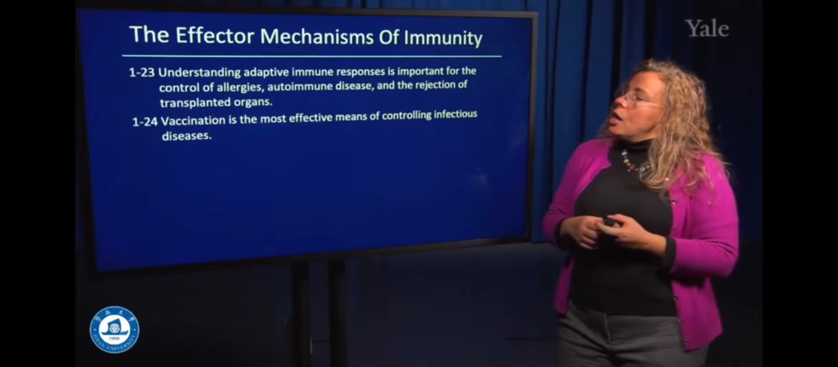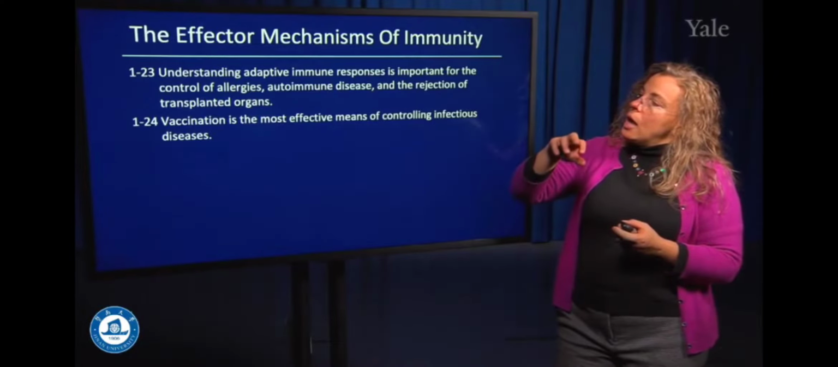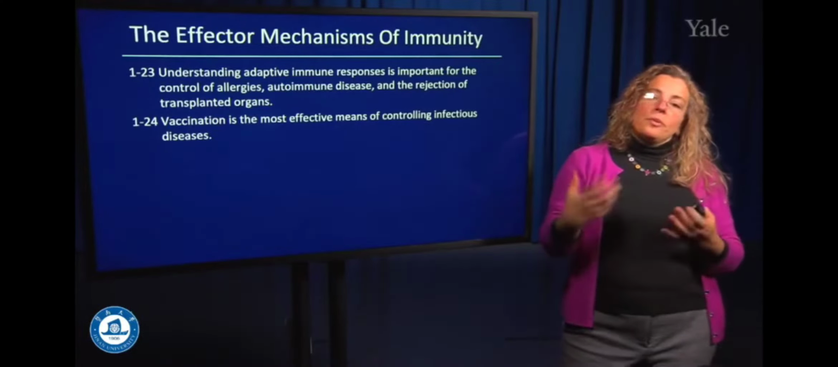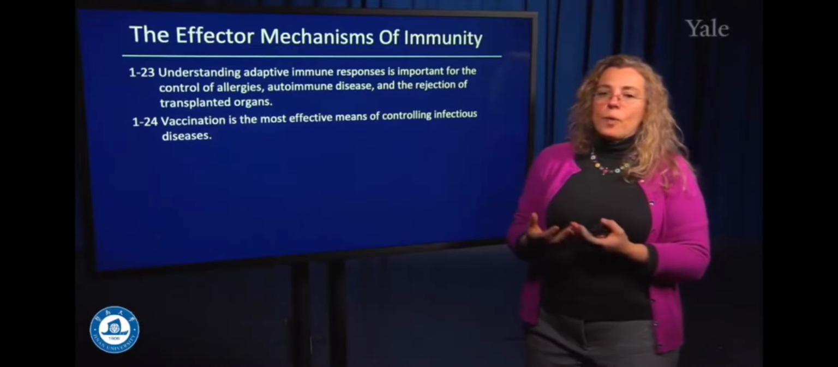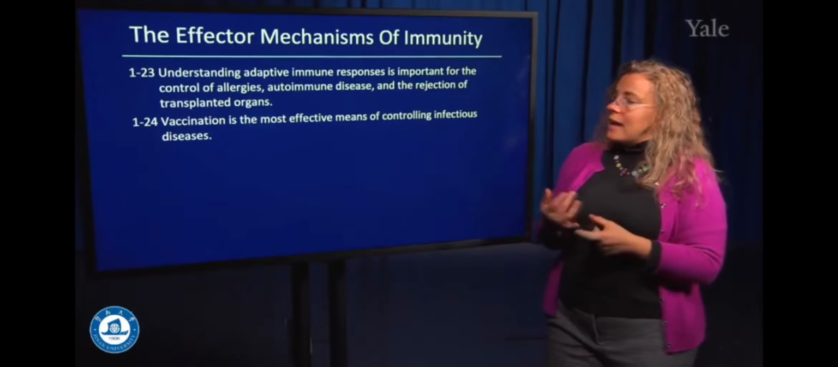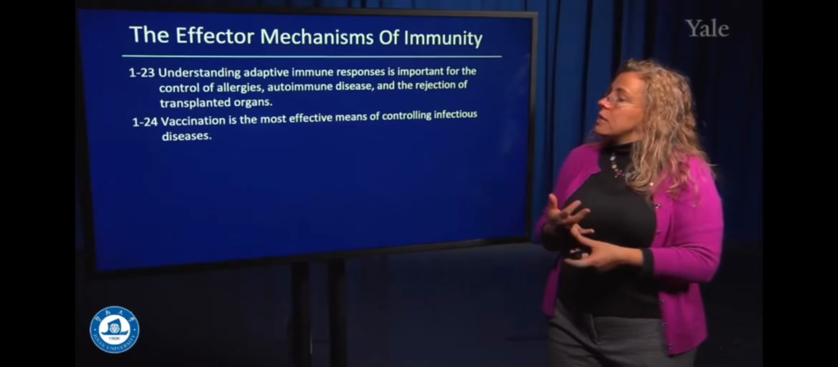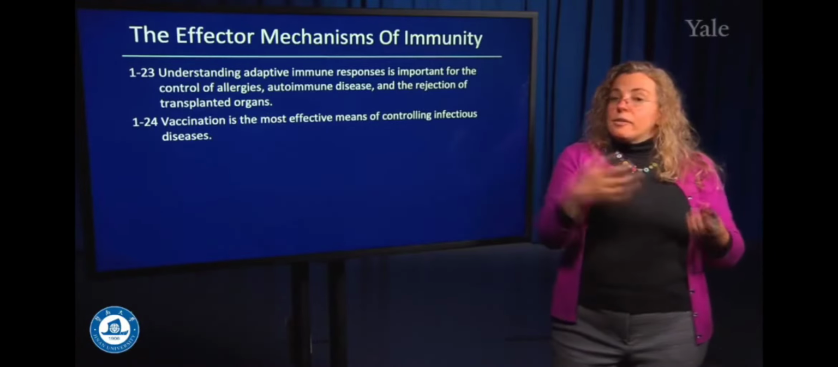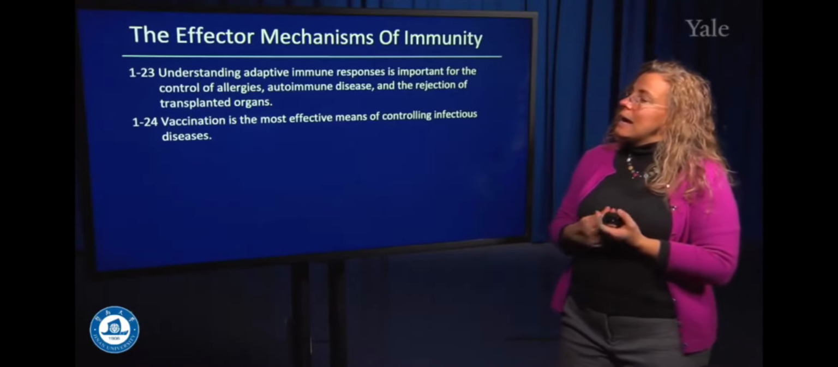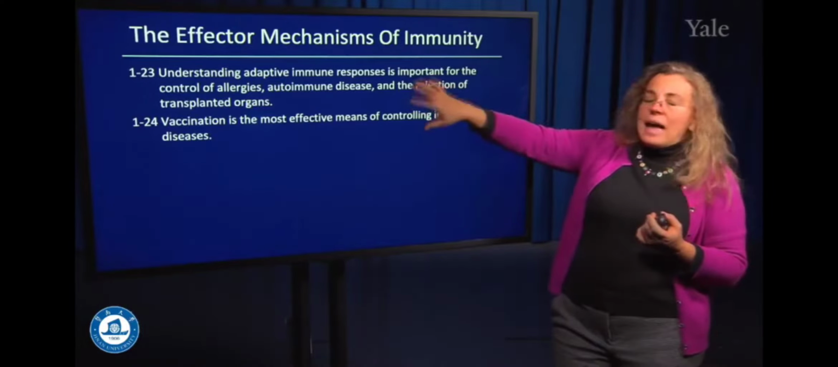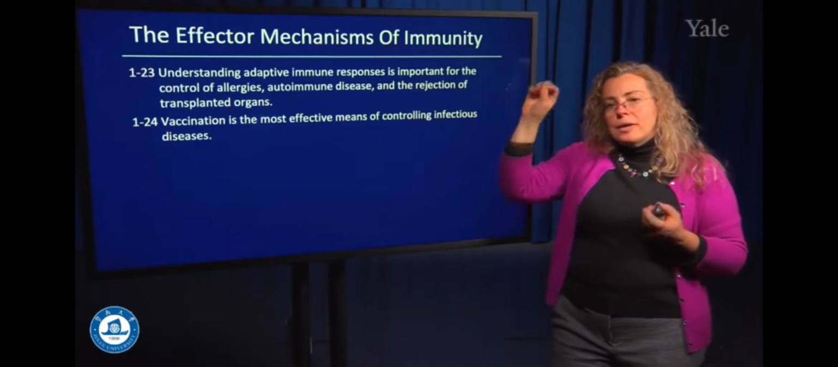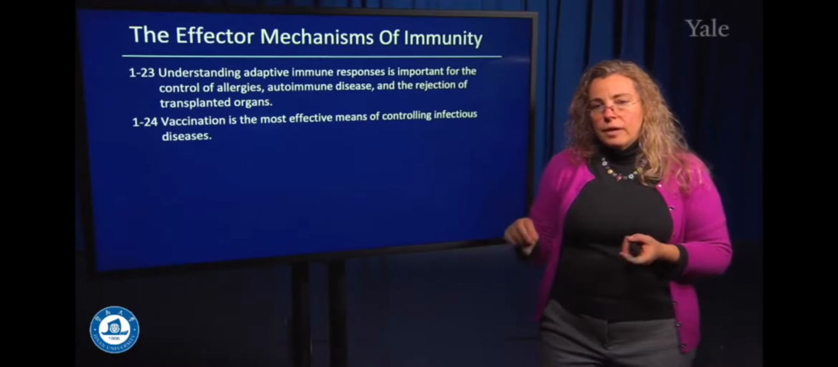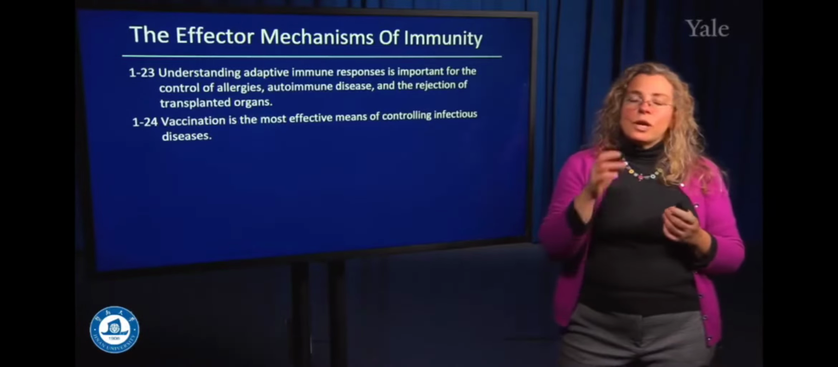So, speaking of problems with your immune system, when it isn't working correctly, you can have things like allergies or autoimmune disease or rejection of a transplanted organ, and all of that is related to what your adaptive immune system is doing. It's not usually ever related to what your innate immune system is doing.